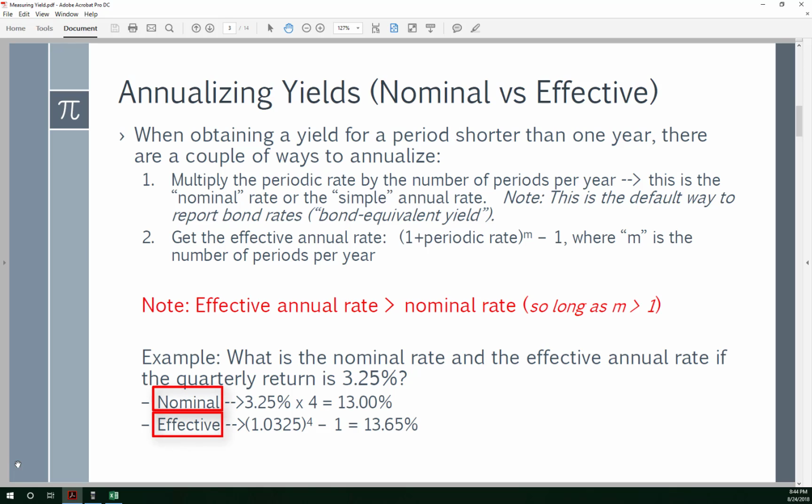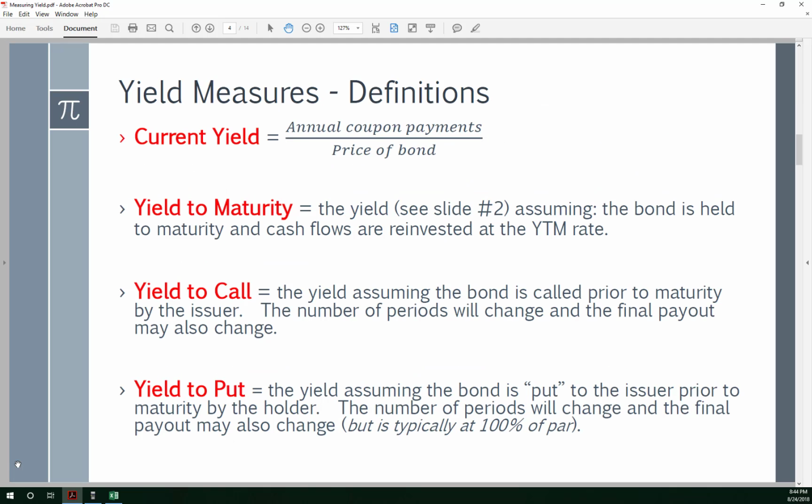And depending on the context, we would use one or the other. I'll make sure it's clear to you what that context is. I'll very clearly specify the effective annual rate if that's the case. Nominal rate will be our default. All right, well, let's move on here.